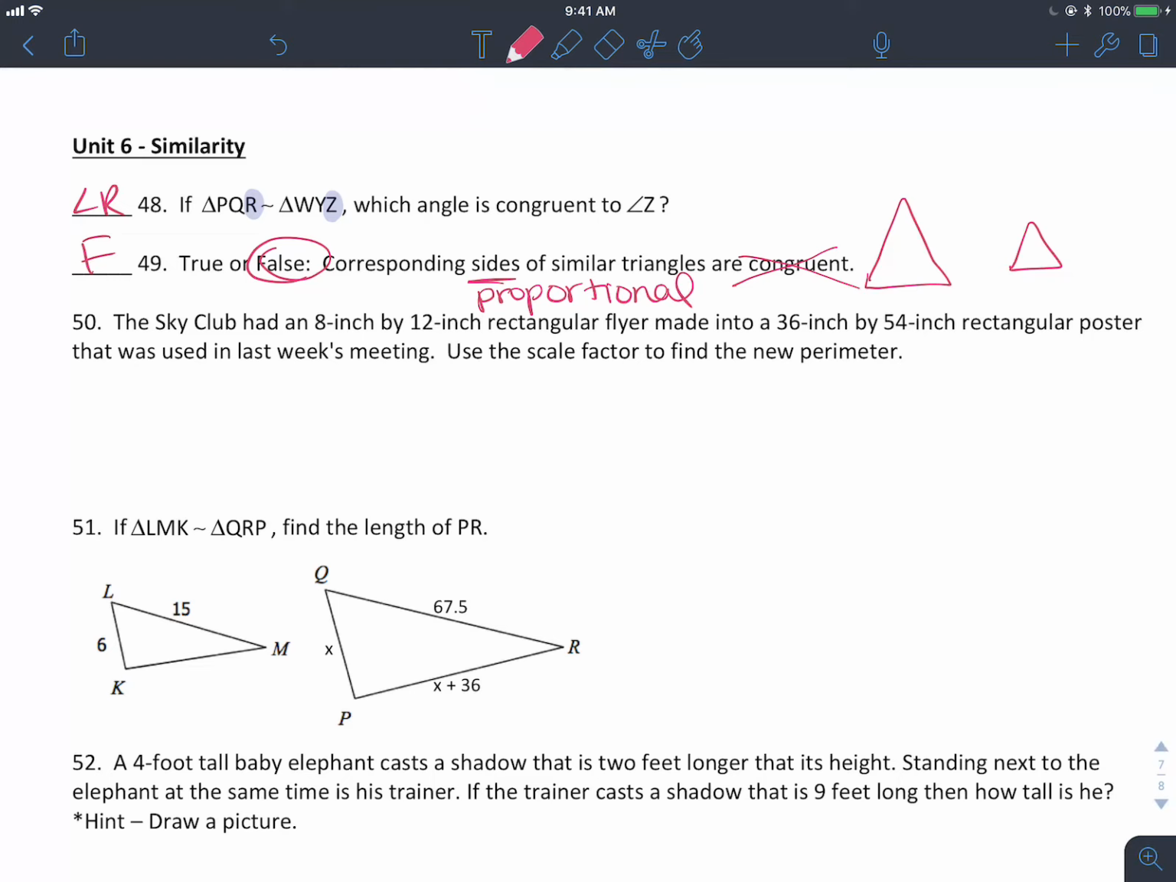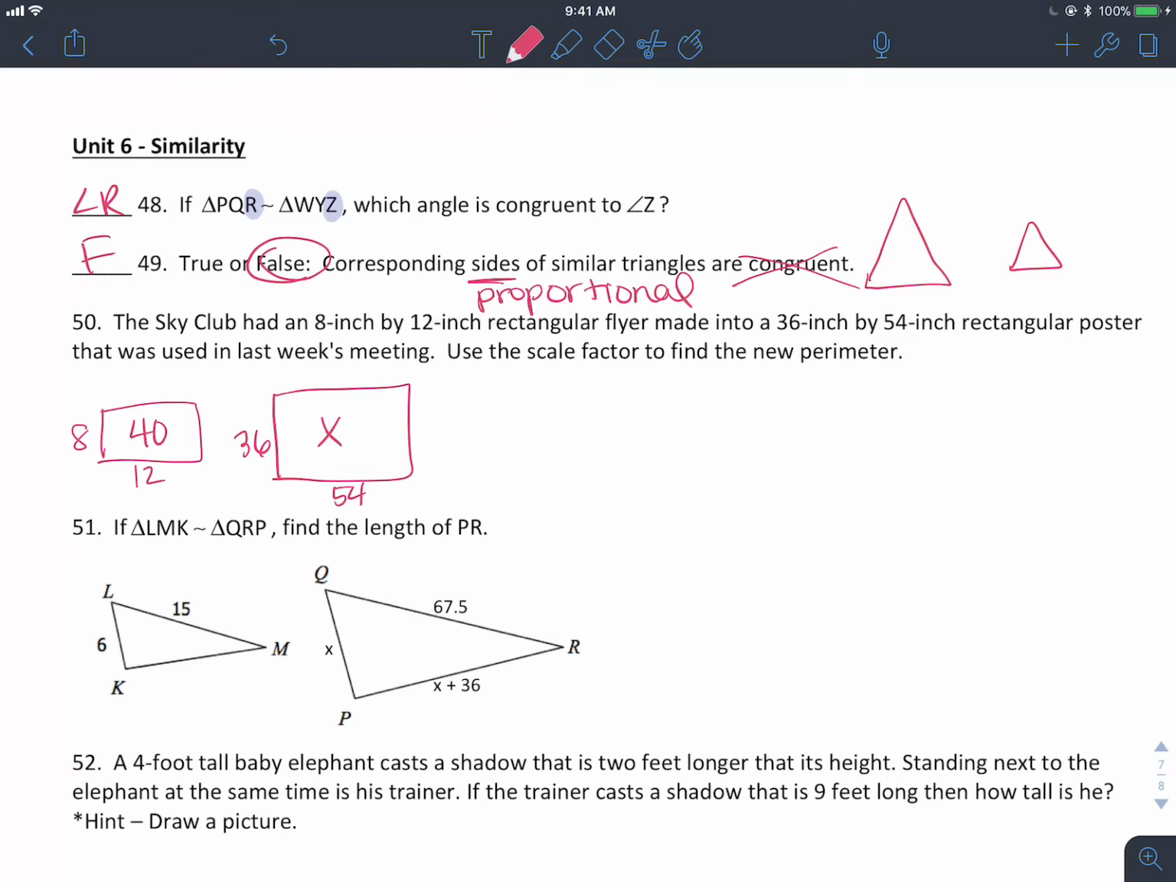All right, on number 15. Number 15 is kind of dumb. We messed up. We gave you guys too much information. But if you want to use scale factor to find the new perimeter, we can totally do that. We have our small one, which is an 8 by 12, and our big one, which is 36 by 54. We're looking at perimeter. For the perimeter of our small rectangle, we add 8 and 12 plus 8 and 12, which comes out to 40. And our big perimeter is unknown.